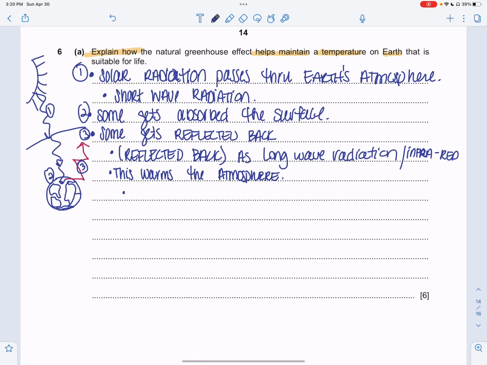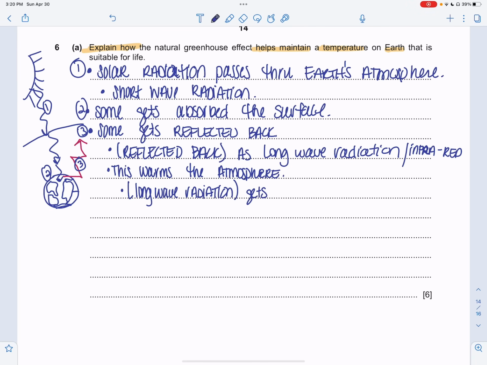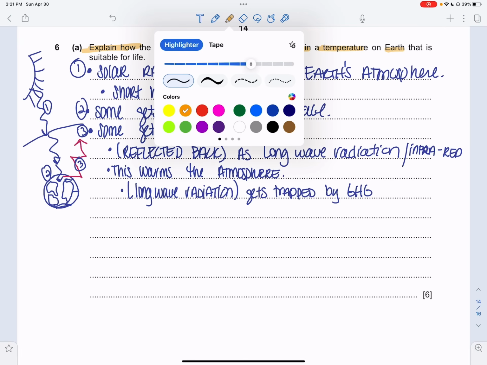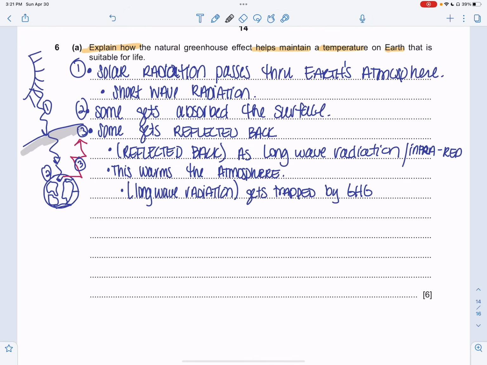All right. The infrared or long wave radiation, putting in parentheses just so you have context what I'm talking about, gets trapped by greenhouse gases. GHG, greenhouse gases. And so this would be like a 4. So those will be our gases.